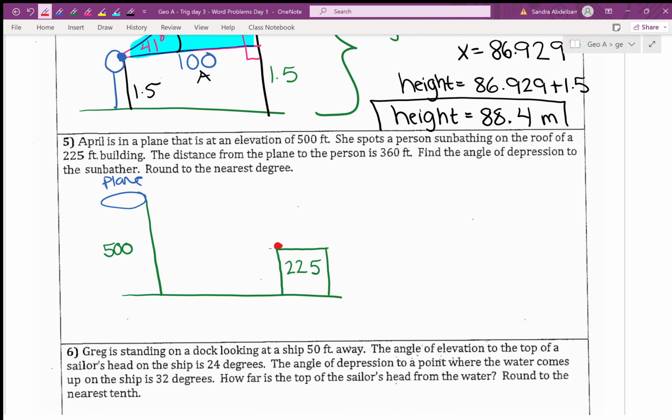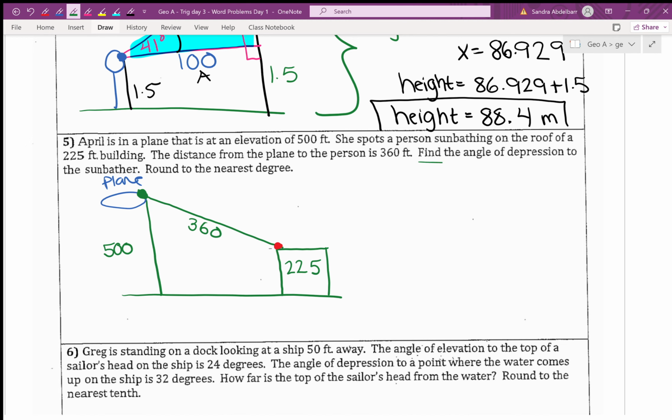The distance from the plane to the person is 360 feet. Whenever they're talking about distance, they're talking about the shortest distance. In this scenario, here is April in her plane. All right, the shortest distance between April and the sunbather is going to be a direct segment. Do we agree? The shortest distance between April and the sunbather will be a direct segment. So they're saying this is 360. Everyone's still good so far. All right, let's keep going.